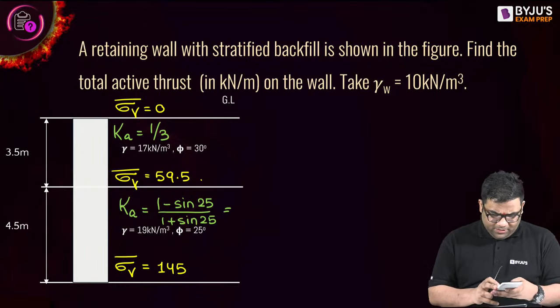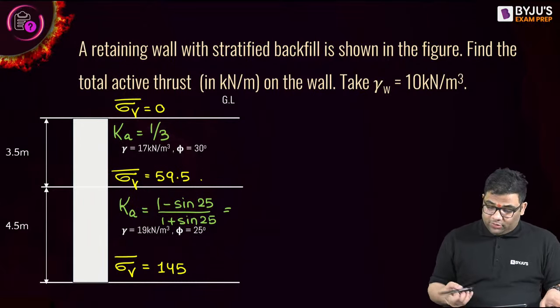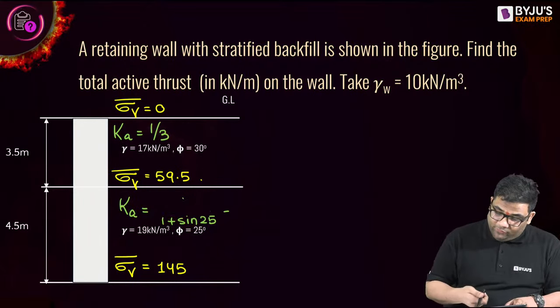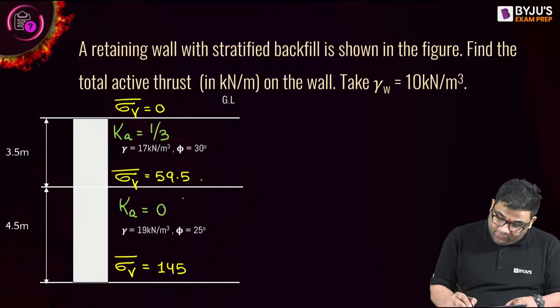Let me recheck. 1 minus sine 25 divided by 1 plus sine 25. Oh, I'm getting 0.405, sorry. We're getting 0.405.